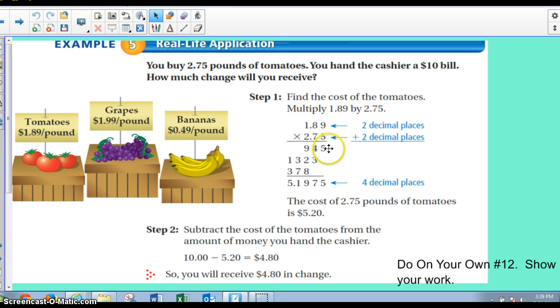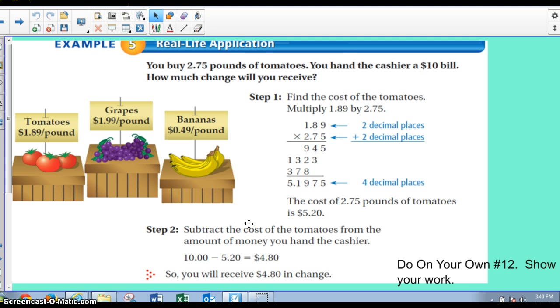It says here you buy 2 3/4 pounds of these tomatoes. So you multiply the cost by how much you bought. All right? You get an answer, you go back up, you count 1, 2, 3, 4 decimal places, and they do have 4 decimal places over here. So now you know the cost of 2 3/4 pounds of tomatoes. It's $5.20 because you have a 7 here. You bump it up to $5.20.